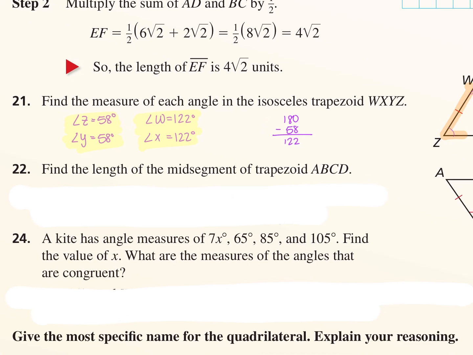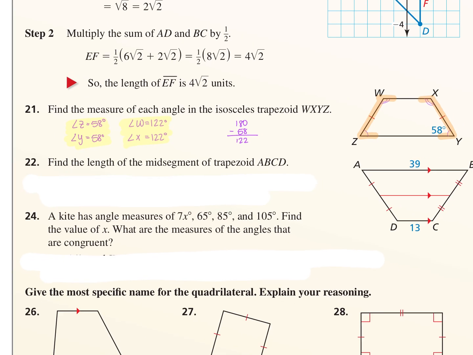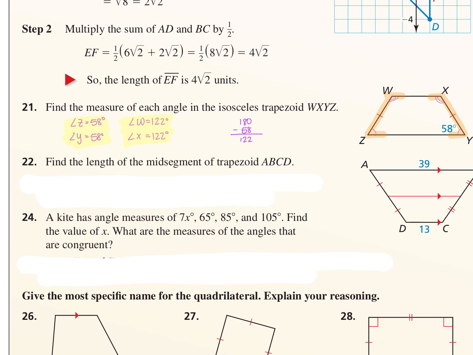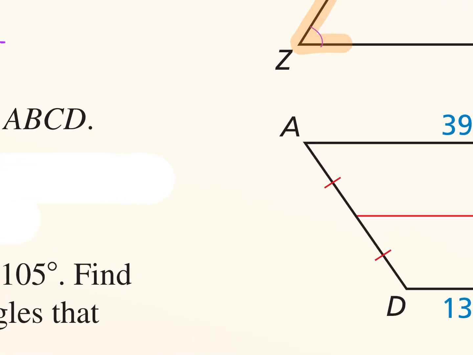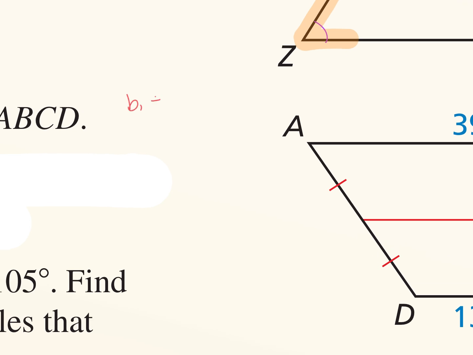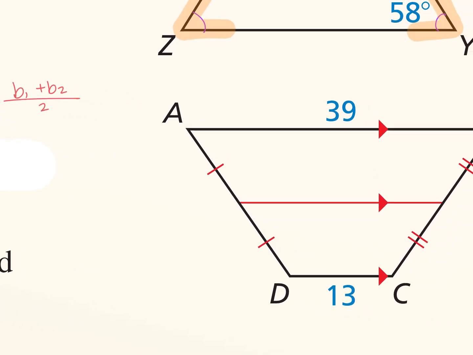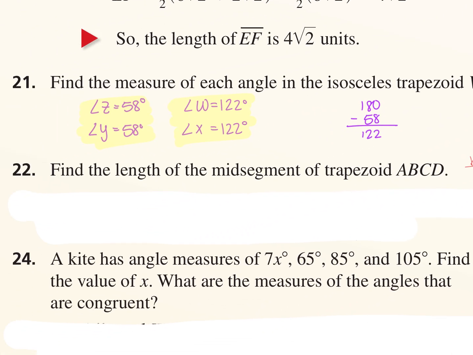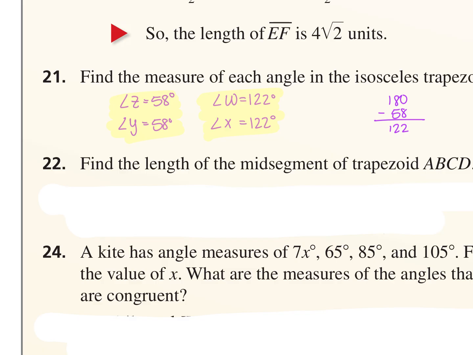All right, looking at the next question, it says find the length of the mid-segment. There is a formula for mid-segment. I'm going to write it down just in case we forgot. Base 1 plus base 2 divided by 2. So looking at it, I have 39 and 13. Does not matter the order when you're adding. So I'm adding 39 plus 13, and I'm dividing it by 2. I'm going to get 52 divided by 2, and the length of the mid-segment is 26.